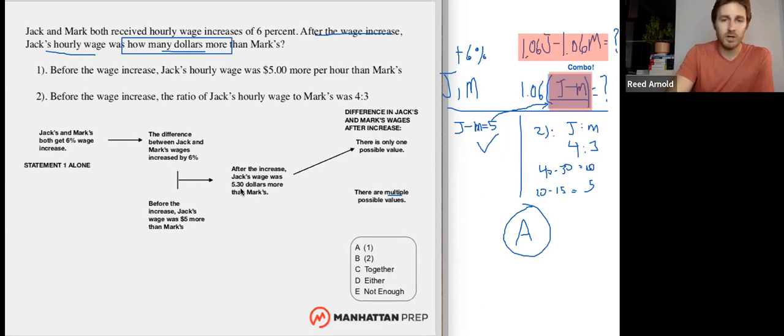If I do, it's going to be $5.30. But the point is that this gets me a single answer to the question. There's only one possible value that answers this question, $5.30. Notice the inference I can't make. I don't know if their wages are 100 and 105, or 15 and 20, or 45 and 50. I have no idea what their actual wages are, but I know their difference is 5 and then it becomes 5.30.